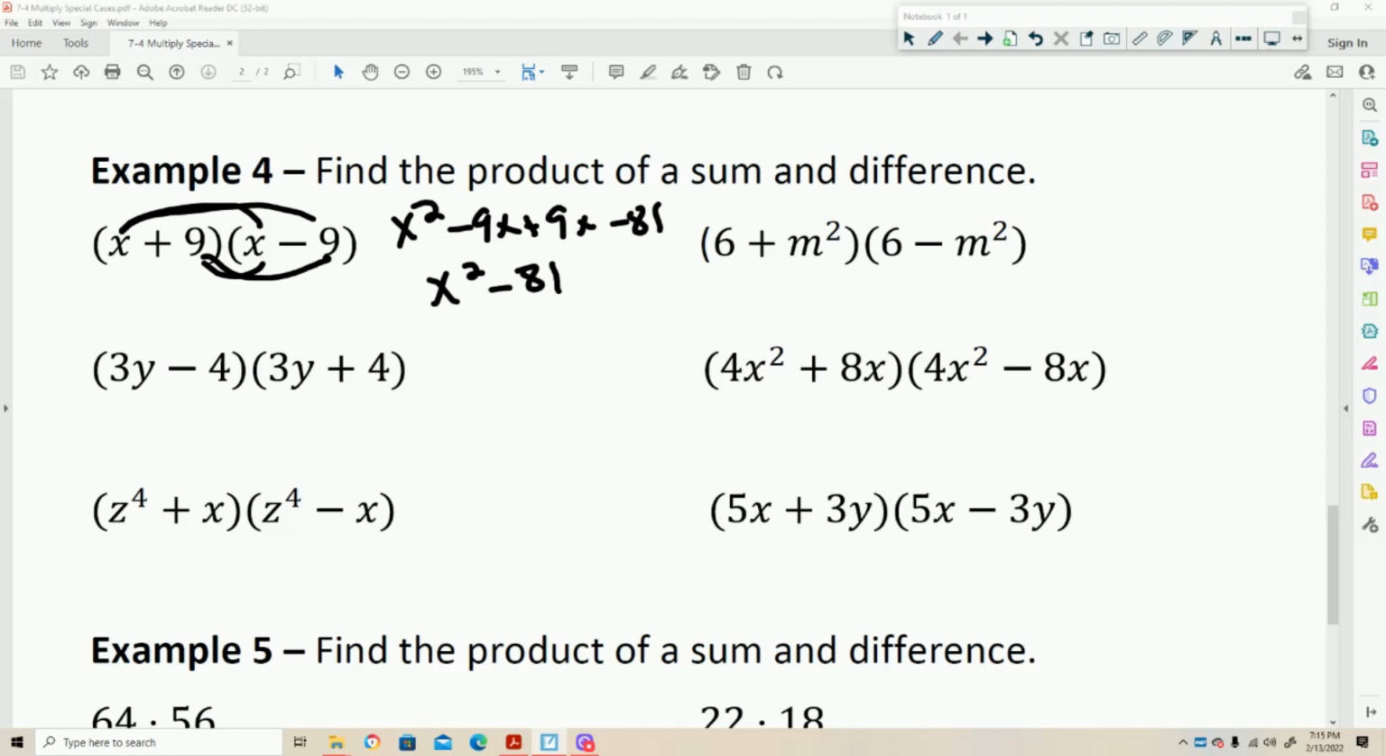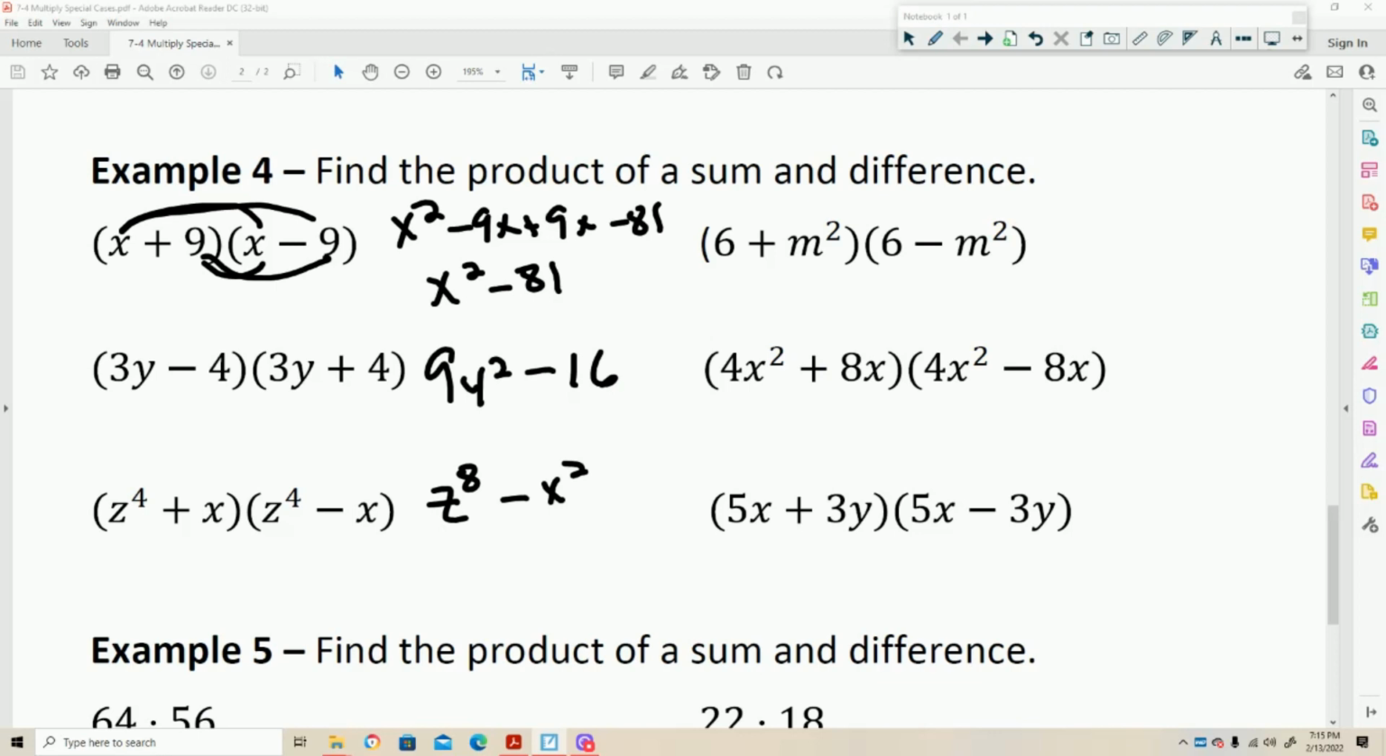Okay, so we have a sum and difference pattern here. We're going to square the first term, we get 9y squared. We'll square the last term, get 16, put a minus sign between them. Okay, we see sum and difference here. We're going to square the first term, that's going to be z^8. Square the last term, that's going to be x squared, and we're going to put a minus sign between them. Okay, remember when you're squaring and you've got an exponent, you multiply.